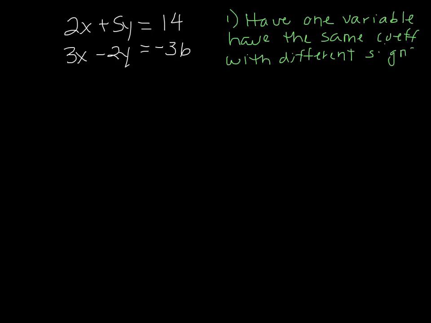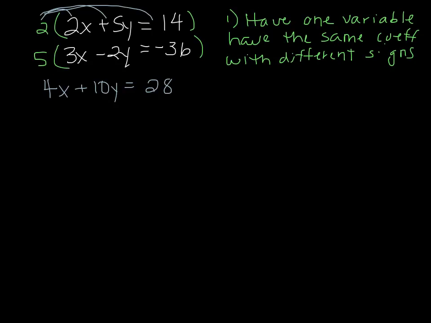So we just need to make them have the same number. So if I multiply this top equation by 2, that'll make a positive 10, and if I multiply the second equation by 5, that'll make a negative 10. So if I rewrite this, I'm going to take every single thing in the top equation times 2. We're going to get 4x plus 10y equals 28. I'm going to take everything in the bottom equation times 5. That's going to make 15x minus 10y equals negative 180.